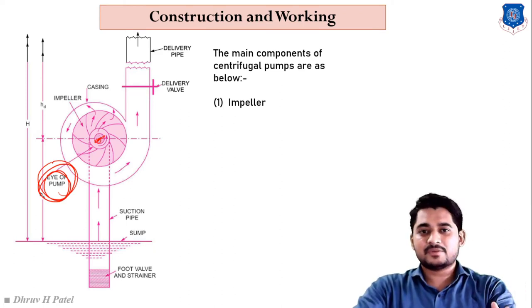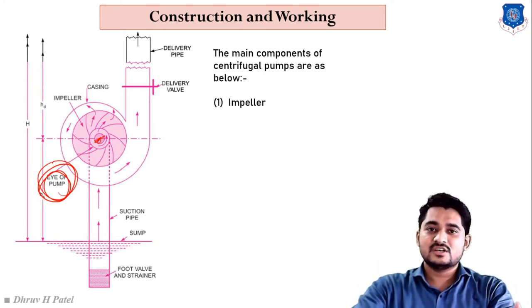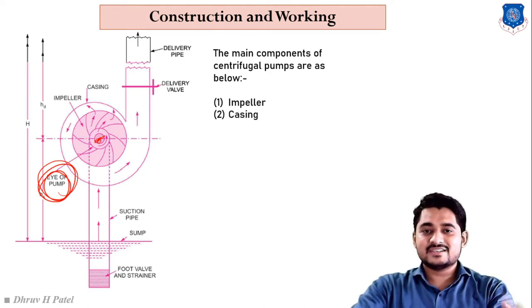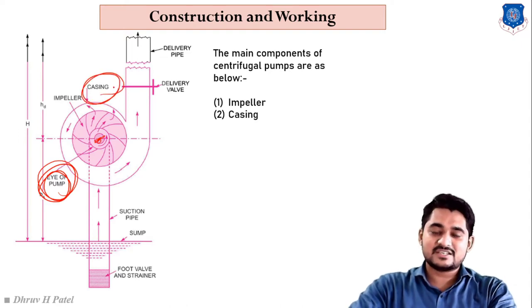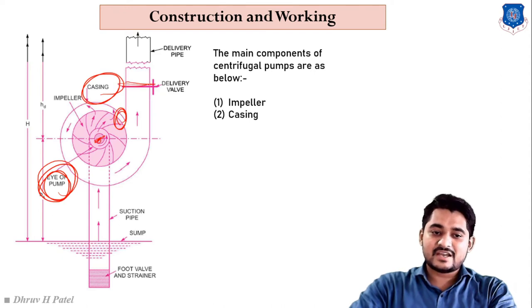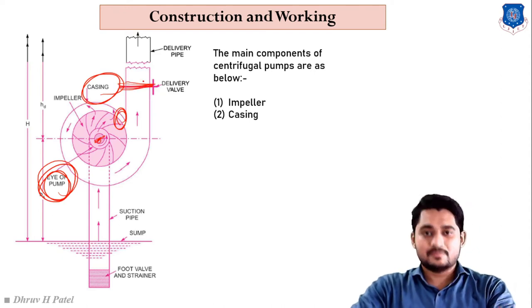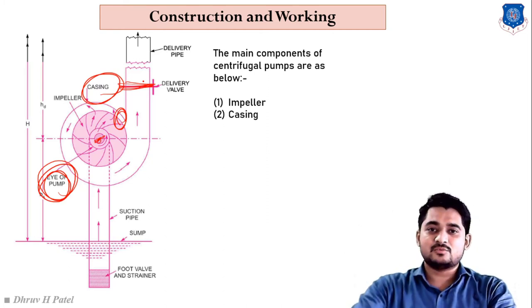The basic purpose of the impeller is to provide rotary or centrifugal motion to the fluid, or we can say to the water, right? The second component will be casing. As in the Kaplan and Francis turbine, here also spiral type casings are there. At the center the area will be minimum, and at the outer side the area will be maximum. Clear students? So this is the spiral type casing for the centrifugal pump, similar to the Kaplan and Francis turbine.